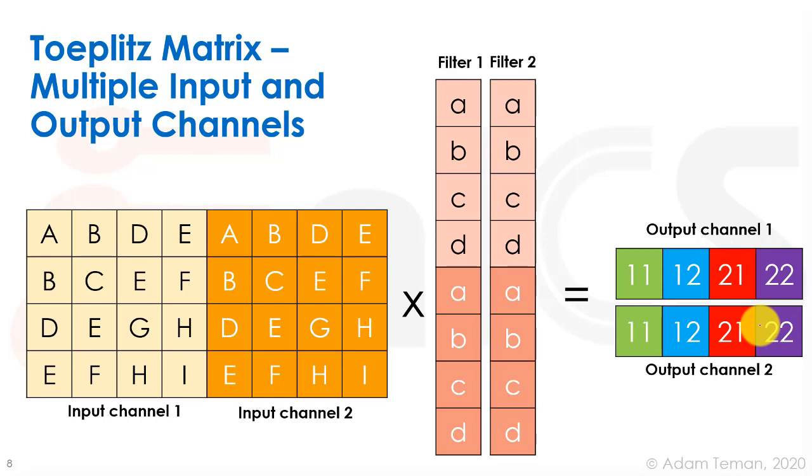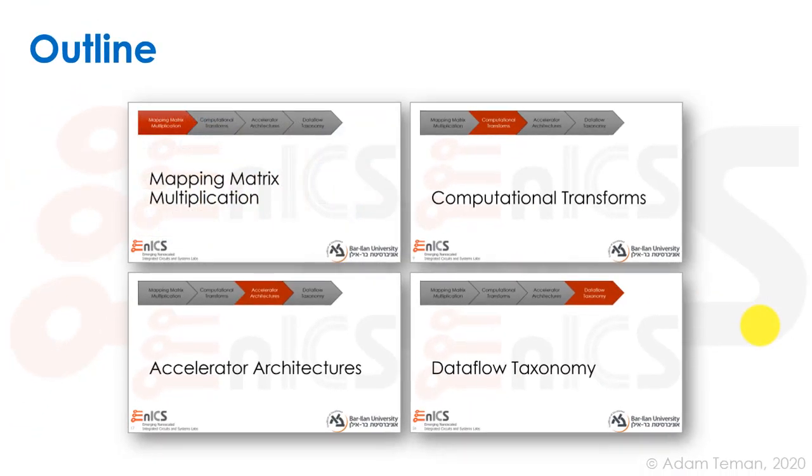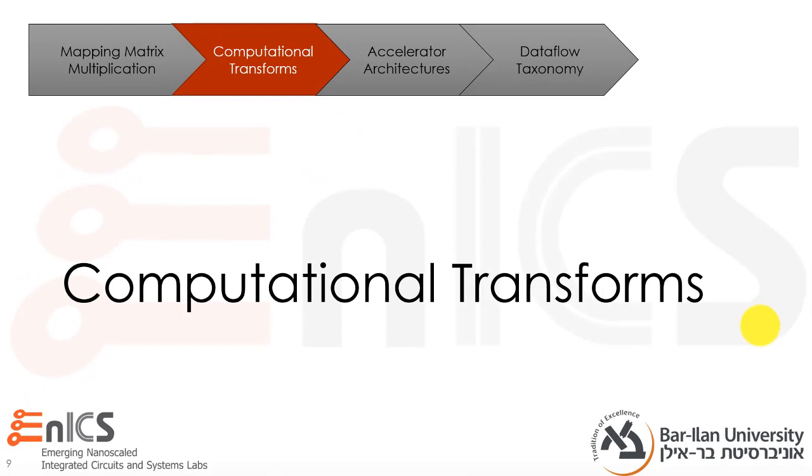So these Toeplitz matrices are a nice way of reorganizing our data that gives us a matrix multiplication to solve our convolutional layers, and several software packages can map these conversions. These include OpenBLAS and Intel MKL for CPUs, and CuBLAS and CuDNN for GPUs. So with that, we can go over to our next chapter, which is called computational transforms.